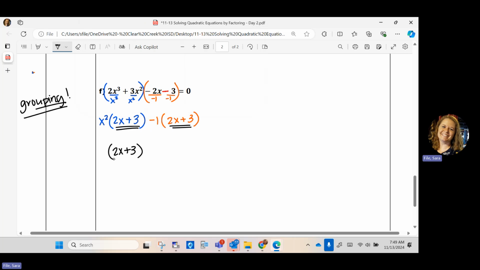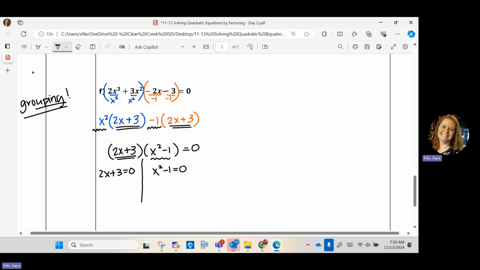And then what is our other factor? Who remembers the grouping process? X squared minus 1. You take the GCF that you pulled out of each of those groups and bring them together. So x squared minus 1. So that came there, and that was that repeated one. So these are my factors now, and it's all still set equal to 0. So now I am ready to split and solve. So 2x plus 3 equals 0, and x squared minus 1 equals 0.